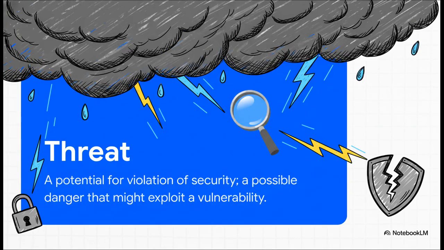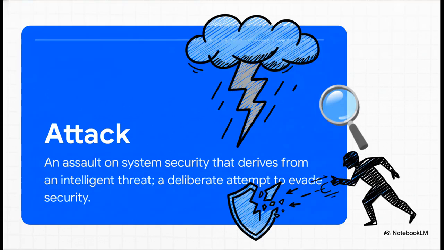A threat is just the potential for something bad to happen. I want you to think of it like a dark storm cloud gathering on the horizon. The danger is there, right? A possible security breach is looming, but it hasn't actually started raining yet. It's a danger that might exploit a weakness. An attack, on the other hand, well, that's the threat in motion. That's the lightning strike coming down from that storm cloud. An attack is the actual assault, the deliberate action someone takes to get past security and cause some real harm. It's the threat being put into action.